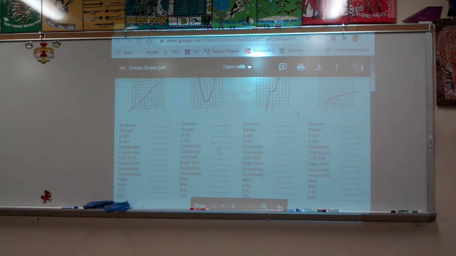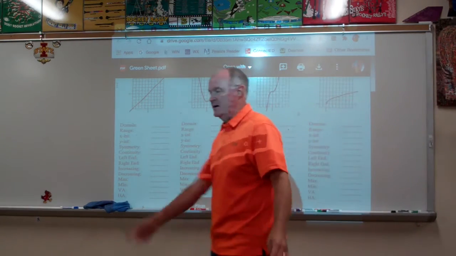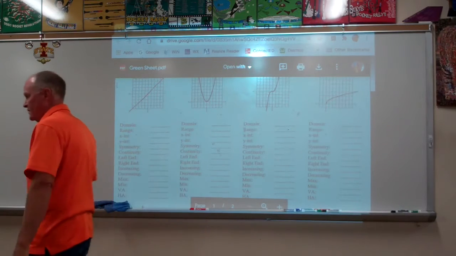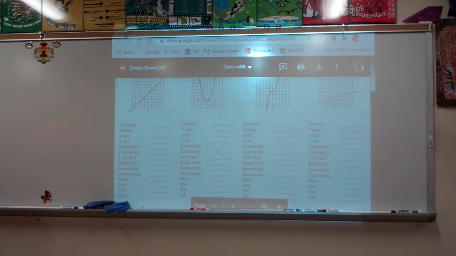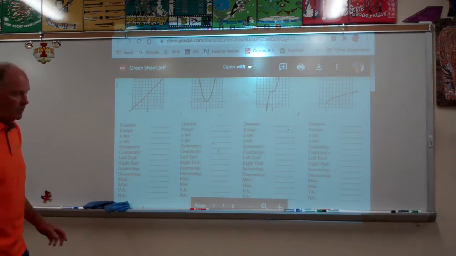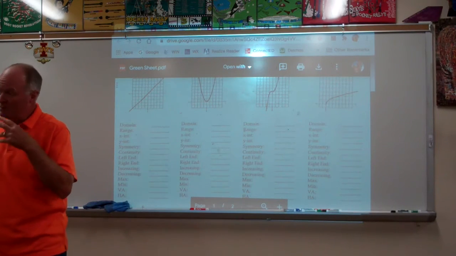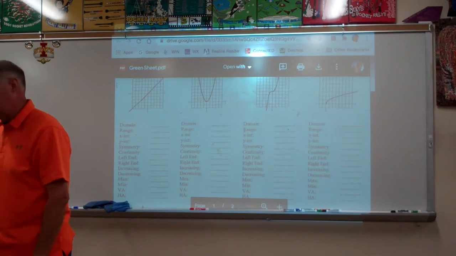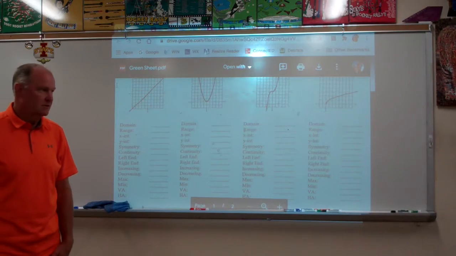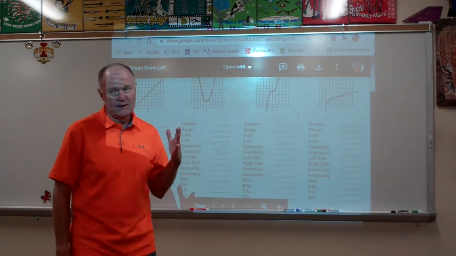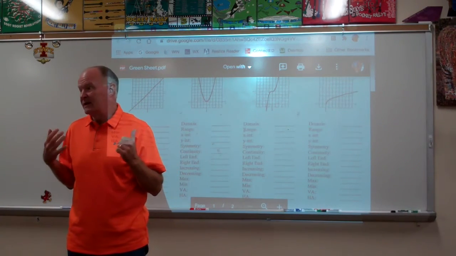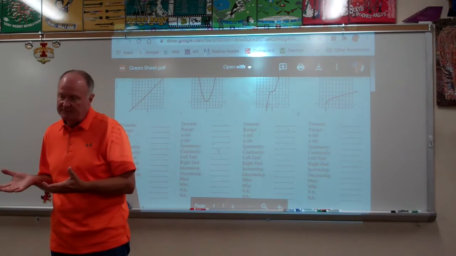So we have looked at functions and identifying their domains and their ranges, and the x-intercepts and y-intercepts, and even the symmetry, and even whether they were functions or not a function. Where we're headed now is one more description of the function or graph. We want to look at whether it is continuous or not.